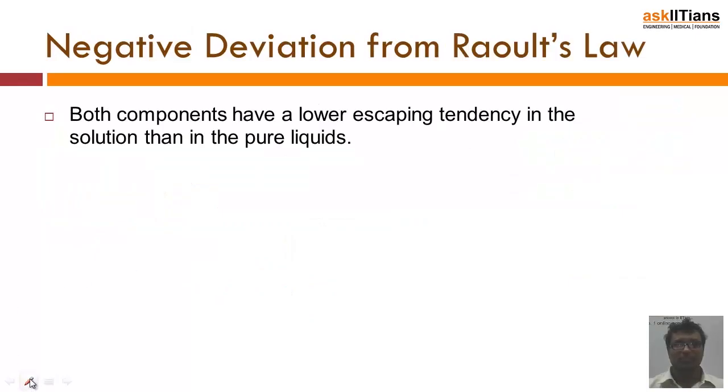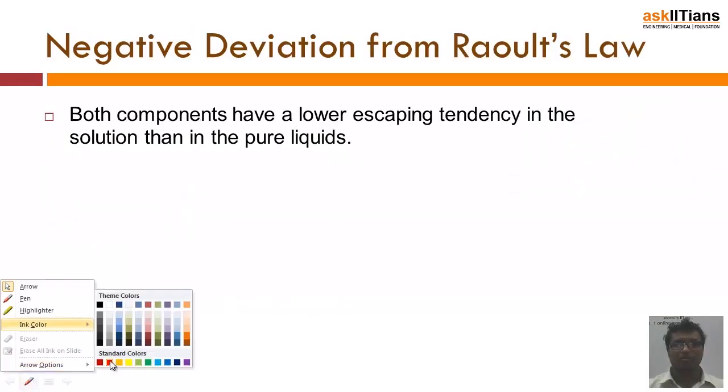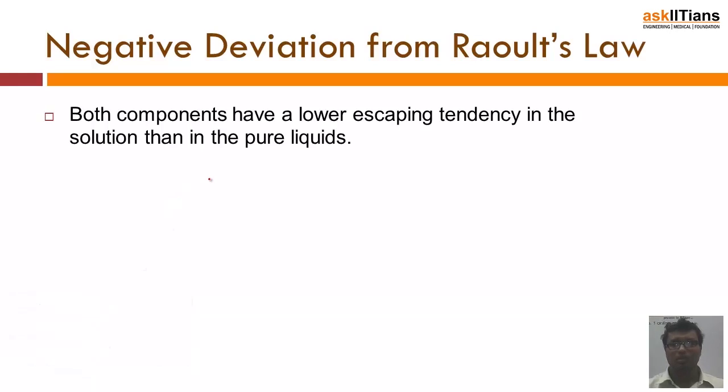There are two types of deviations from Raoult's law. One is solutions which show negative deviation from Raoult's law, and the other is solutions which show positive deviation from Raoult's law. First, the solutions in which both components have lower escaping tendency in the solution than in pure liquids.